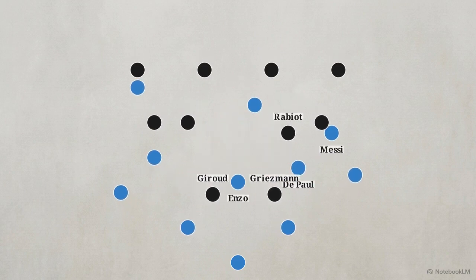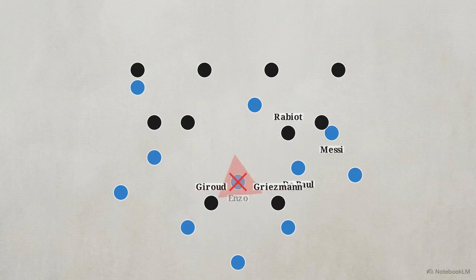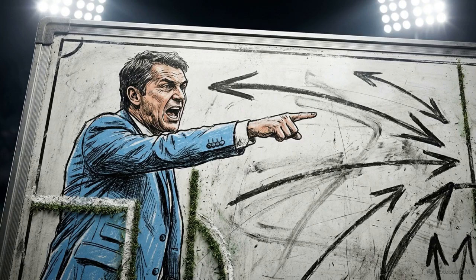France's high press saw Giroud and Griezmann stepping up to mark Argentina's center-backs. Giroud used shadow covering to block passing angles, removing playmaker Enzo Fernandez from the build-up. Meanwhile, Adrien Rabiot had a dual assignment, man-marking De Paul and cutting off Lionel Messi. To bypass this trap, Scaloni engineered immediate extreme asymmetry across his midfield.